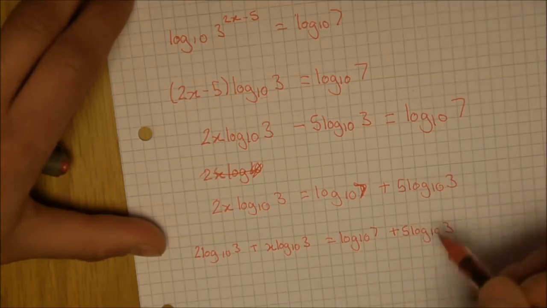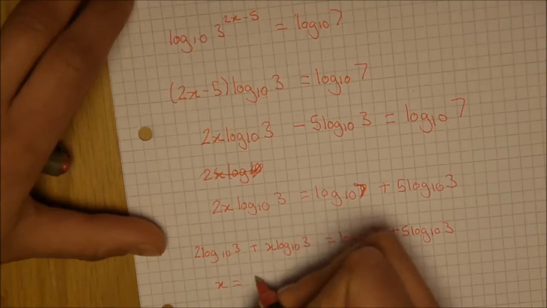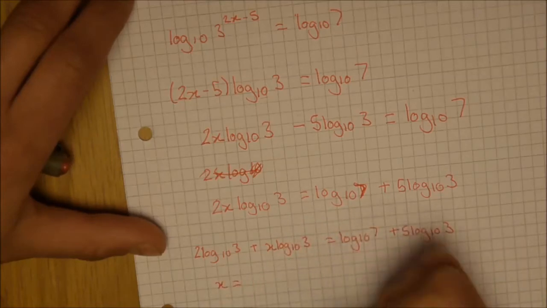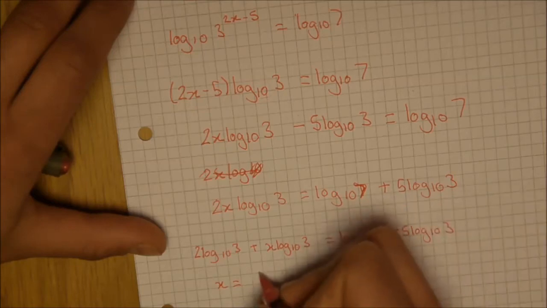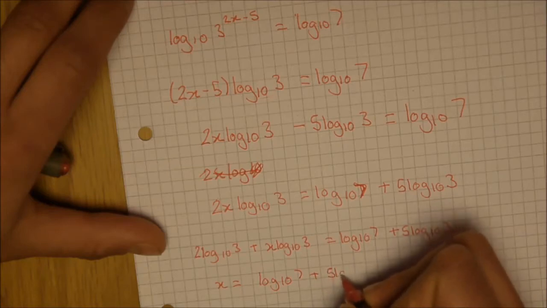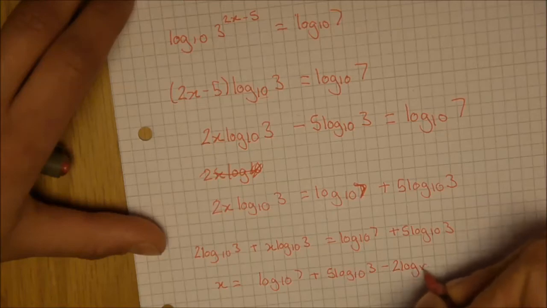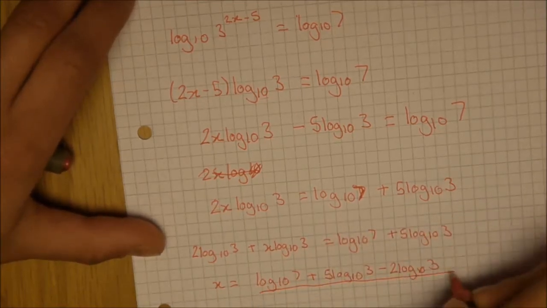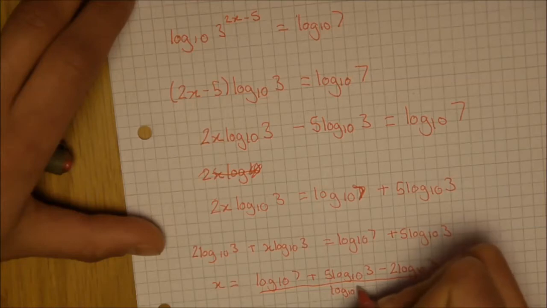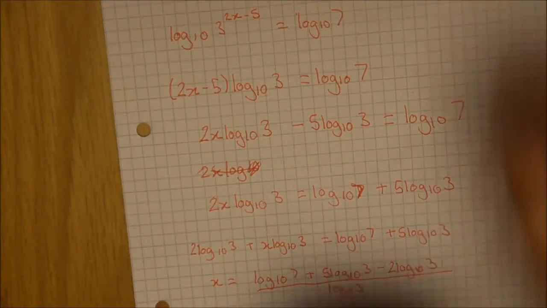And then what you can do is, if you basically move everything around, then you've got x equals log 10 7 plus 5 log 10 3 all over 2 log 10 3. So now you can plug it into your calculator. Now that you've solved it, I'll tilt the paper a bit just so you can see.